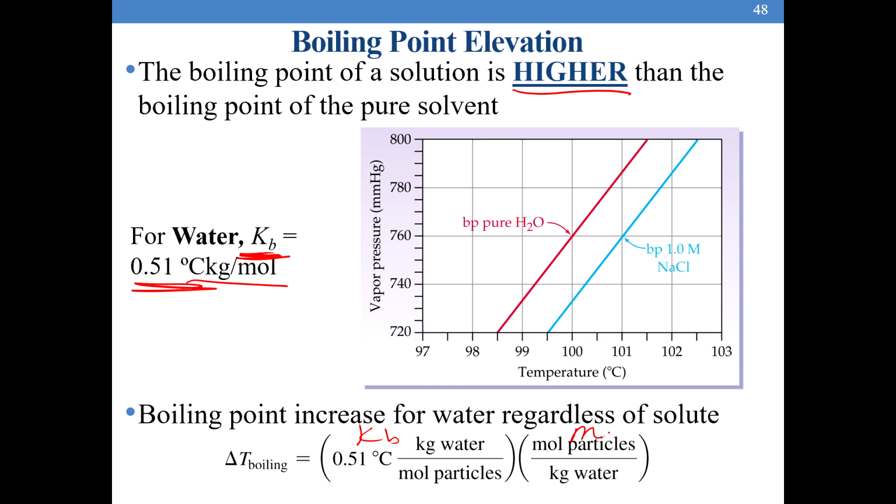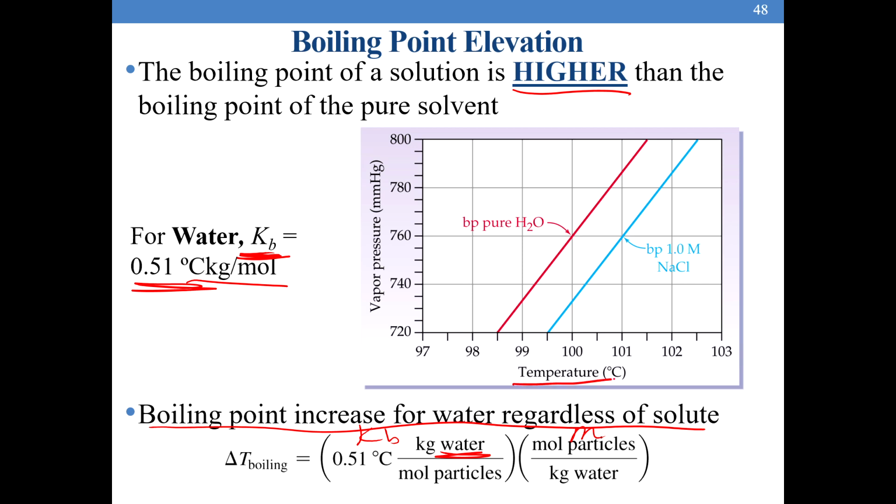Okay, so it's the same regardless of solute. As long as our solvent in this case is water, this would be the formula at the bottom. All right, so this is the increase. Okay, I want to make a note of this graph here. Now that you've seen the pattern, remember, vapor pressure was lowered, freezing point was lowered, boiling point is raised.